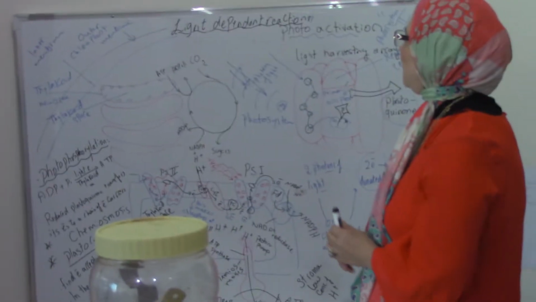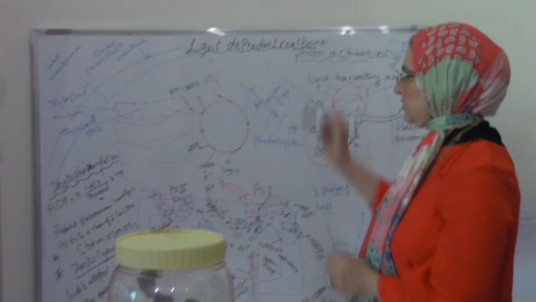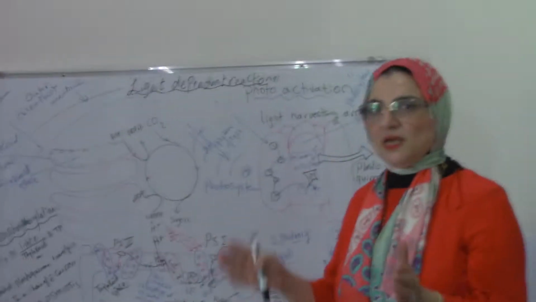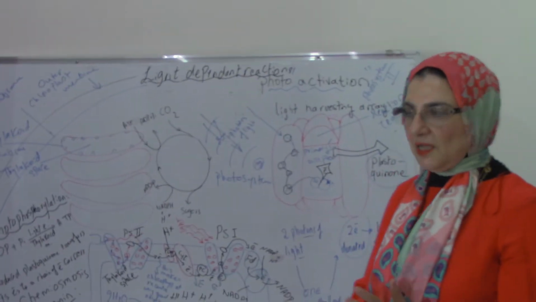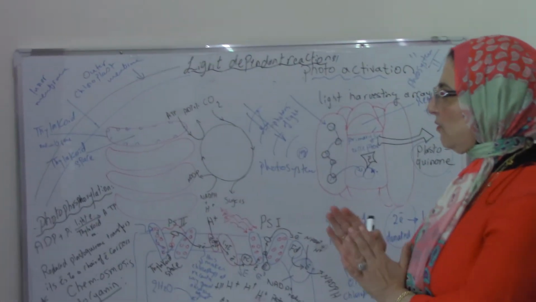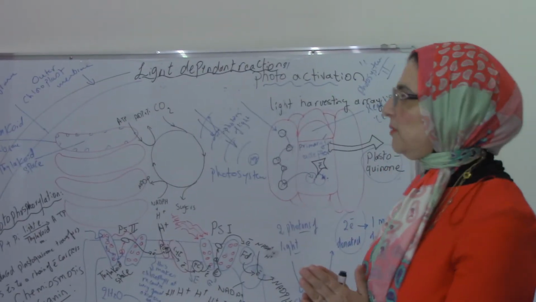Our lesson today will be about the light-dependent reaction. You know the photosynthesis process is divided into two main processes, the light-dependent and the light-independent reactions. Both reactions take place in the chloroplast. Let's have a closer look at the structure of the chloroplast.